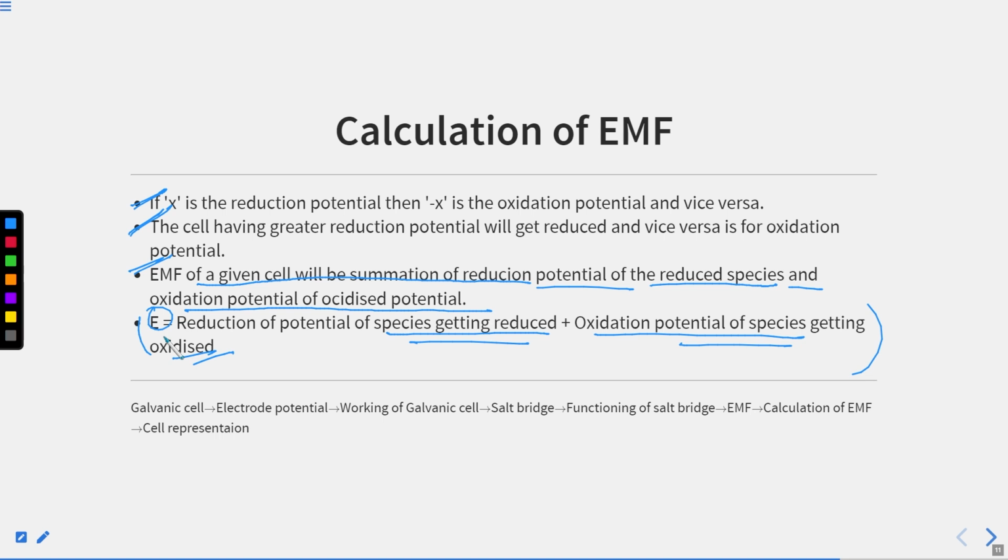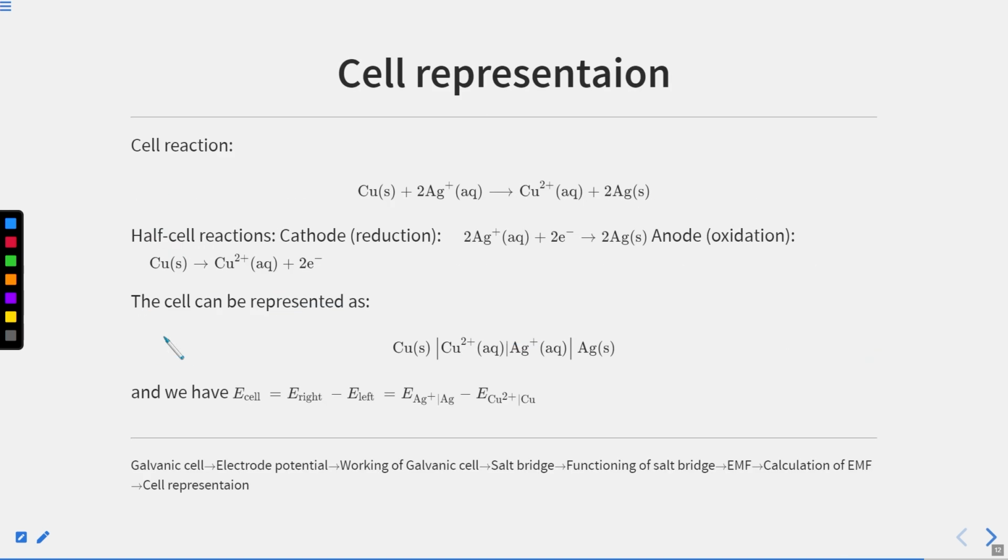Next, we have seen the calculation, now we will see how we can represent the cell. So this is our overall cell representation. It is very useful. Children do get confused. They are given a cell representation, and they ask which is getting oxidized and which is getting reduced. You can get the answer to each of your questions in one equation. To understand this cell representation, you just have to move from left to right, and those are the reactions that will take place.